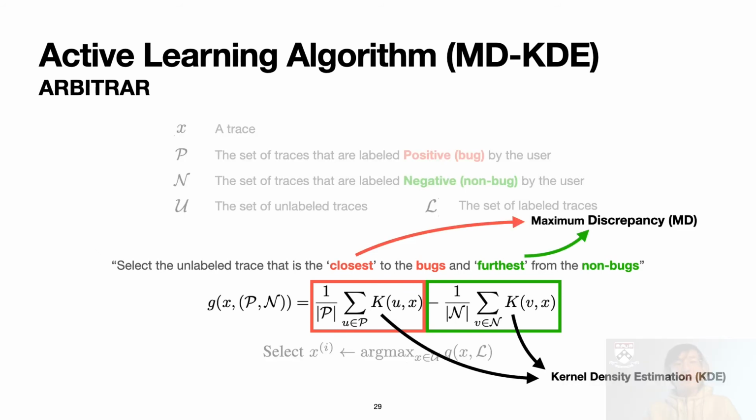Note that the difference between closest and furthest estimates the maximum discrepancy, which we call MD, while the k function inside the formula is the kernel density estimation, which is KDE. Hence, we get our algorithm name MD-KDE.